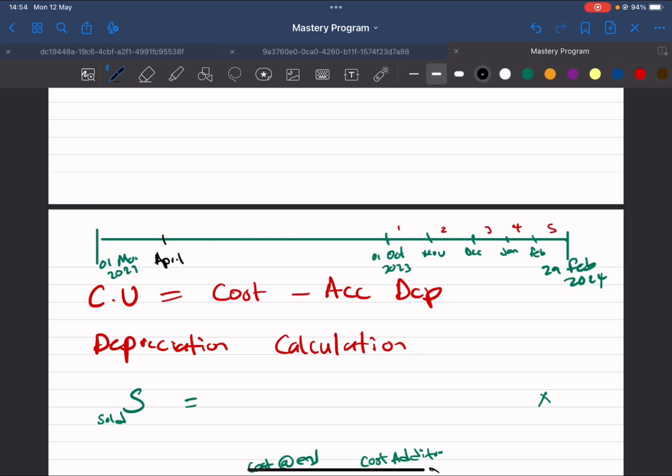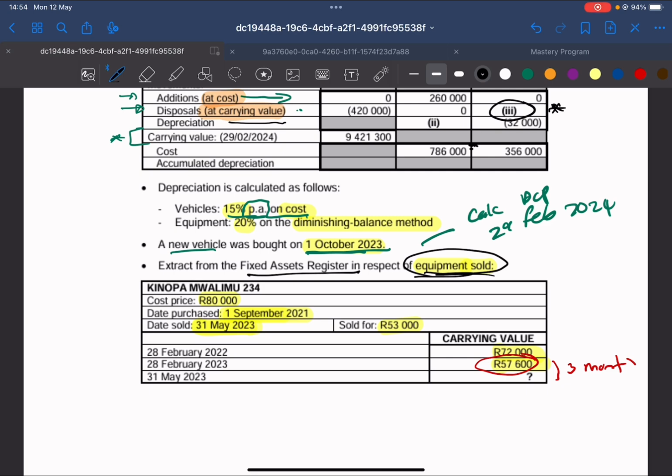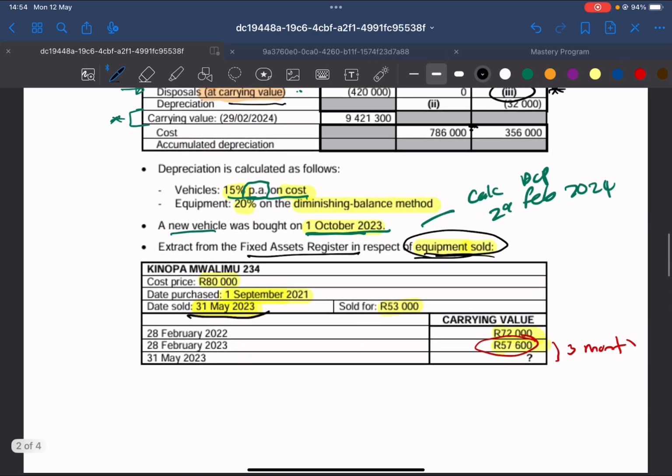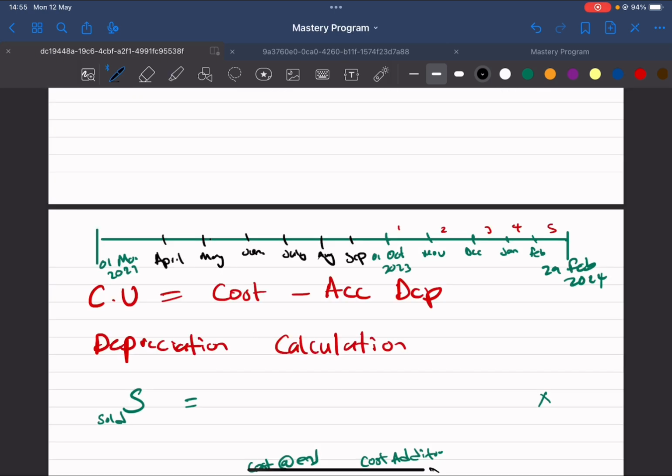So we have March, April, May, June, July, August, September. And then we have October, November, December, Jan, Feb, and then the year ends. So that's 12 months. And then they're saying this equipment was disposed of on the 31st of May 2023. So I'm going to say 31st of May 2023. So 31st of May, it's here.